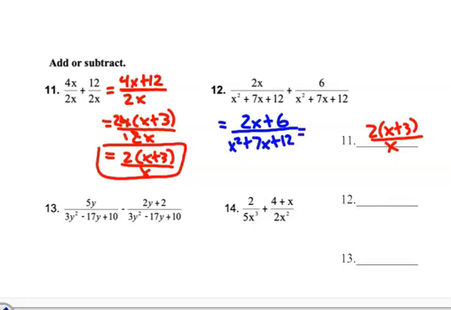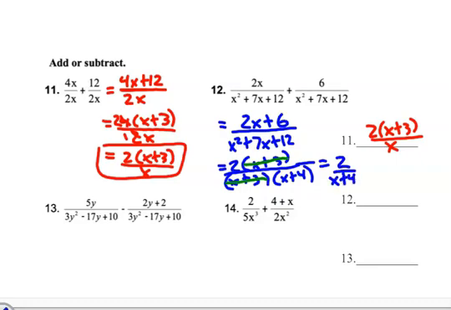But then I want to try to factor everything. So I want to take a 2 out of the top. I'm going to show my work down here. I'm going to take a 2 out of the top, and then I have x plus 3 here. And then the two numbers that multiply to 12 but add to 7, that would be 3 and 4. So since the x plus 3's are the same, I can eliminate those, and I'm left with 2 on the top and x plus 4 on the bottom. And that's my answer for number 12.